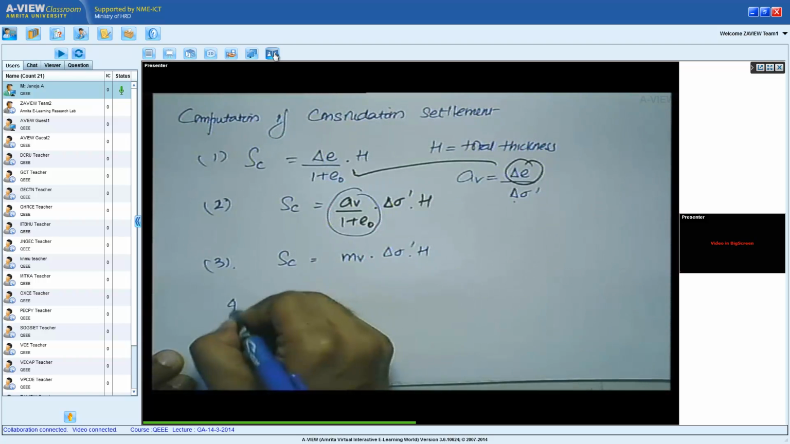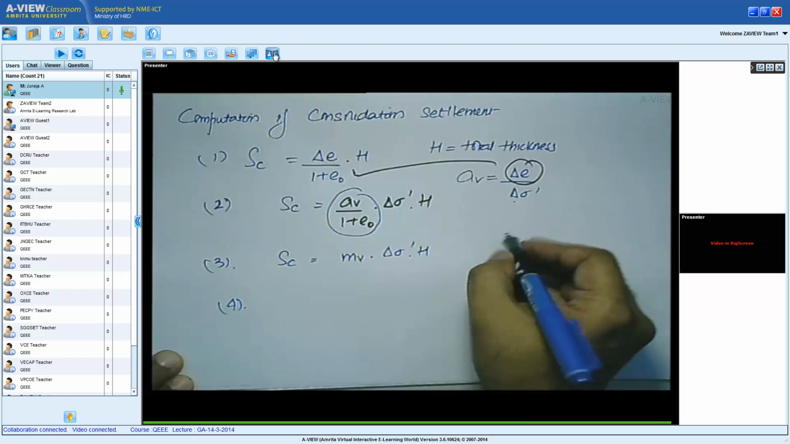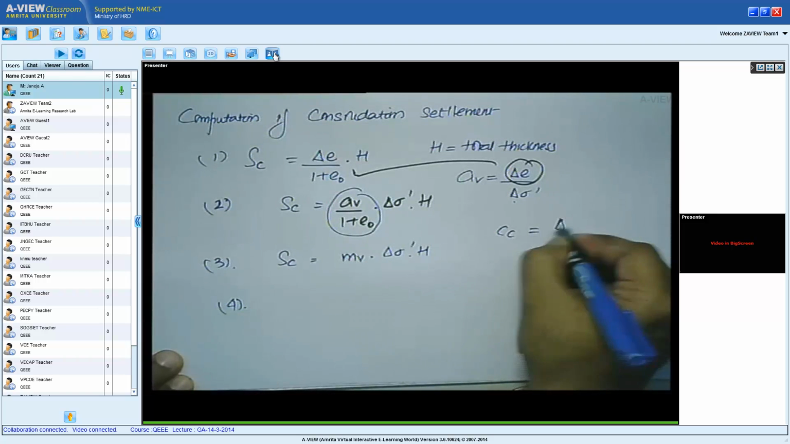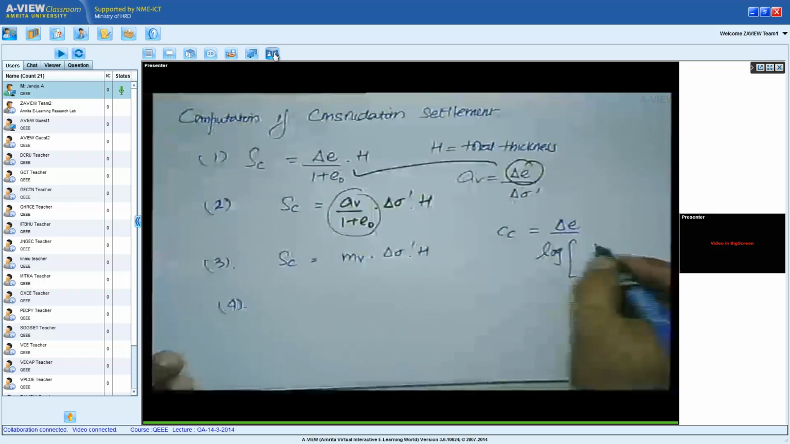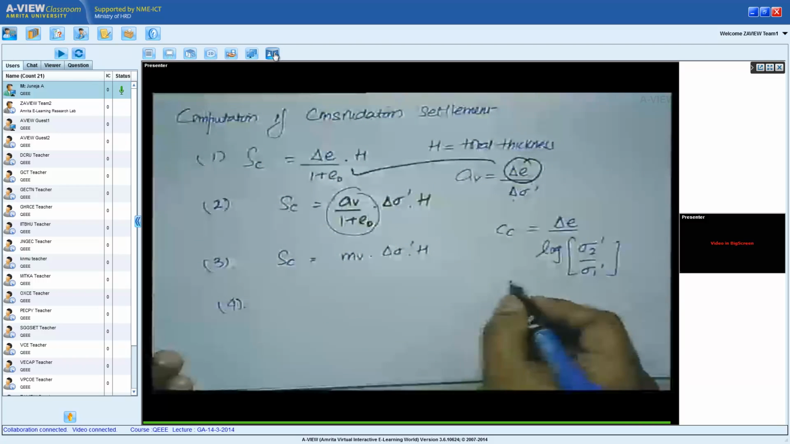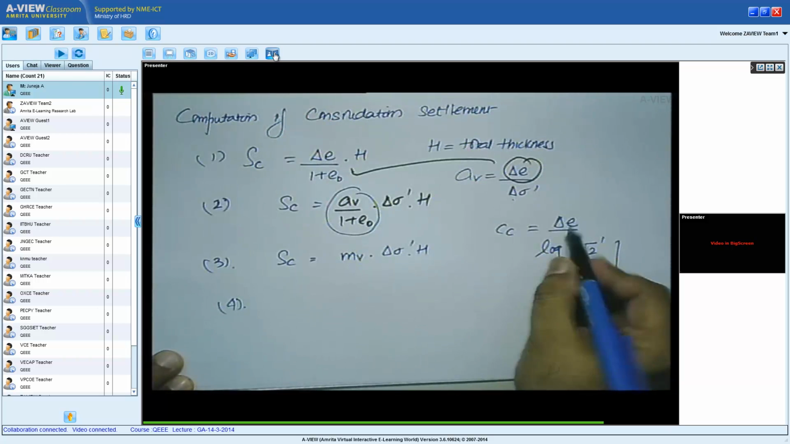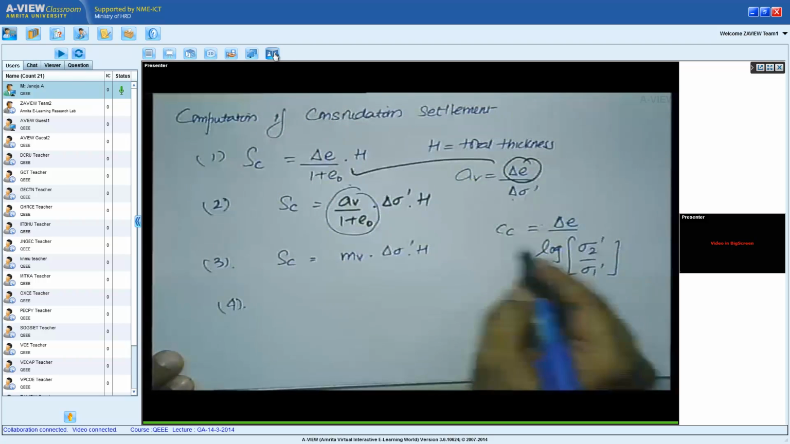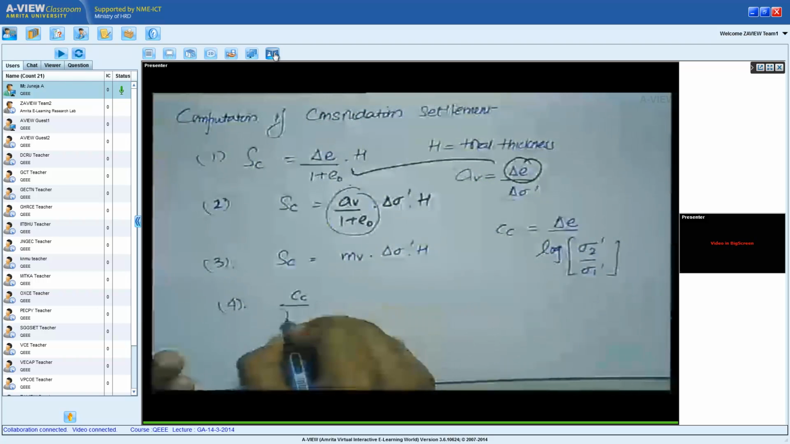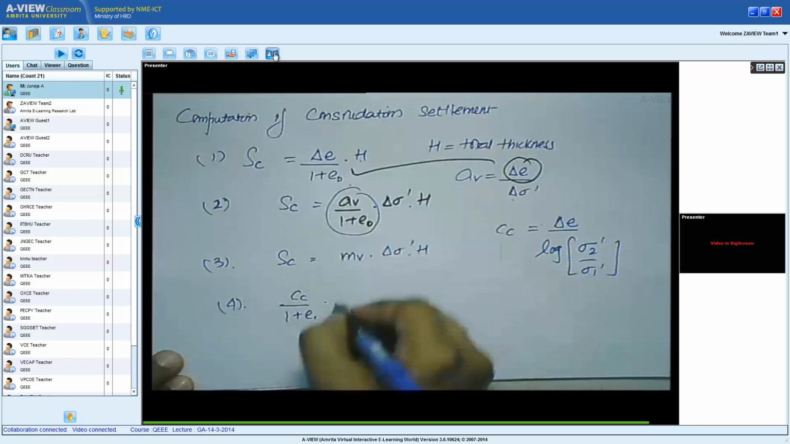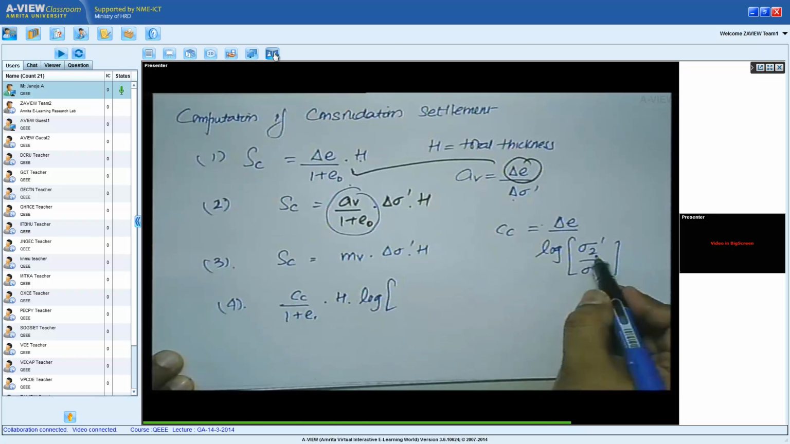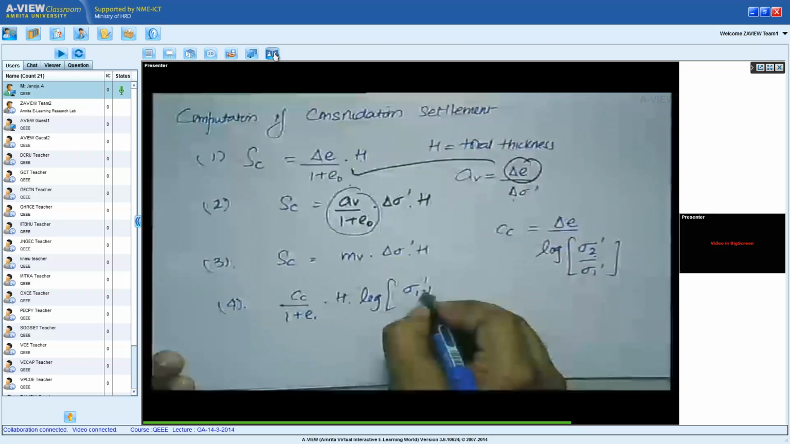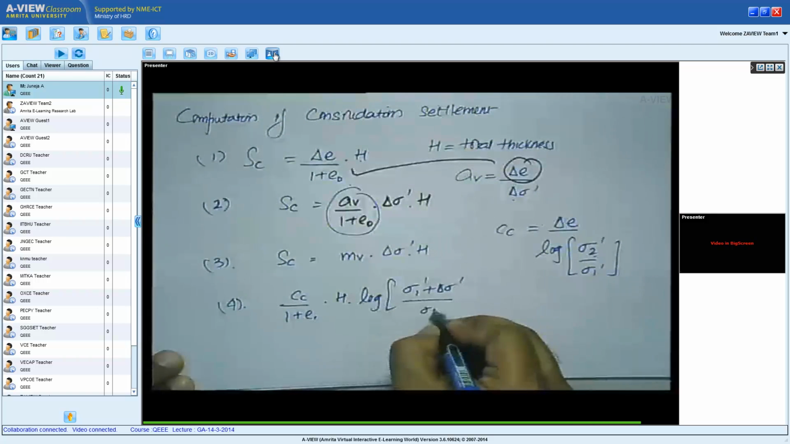The fourth and last one was in terms of CC. We said CC equals delta E over log of sigma 2 prime over sigma 1 prime, and this is log to the base 10, mind you. I can replace delta E in the first equation, so I get CC over 1 plus E0 times H times this log value. Remember, sigma 2 prime is sigma 1 prime plus the change, divided by sigma 1 prime.